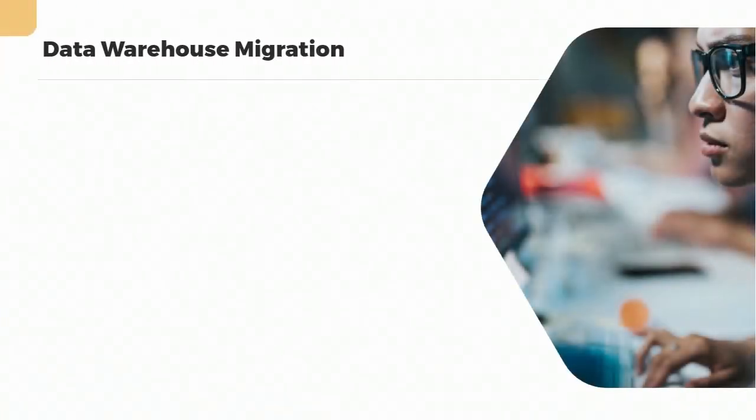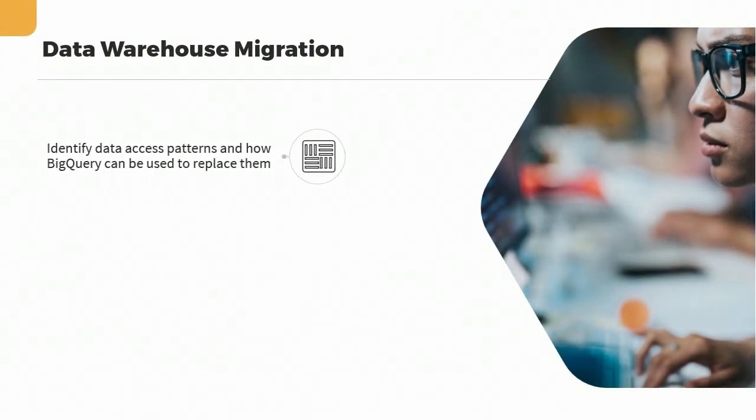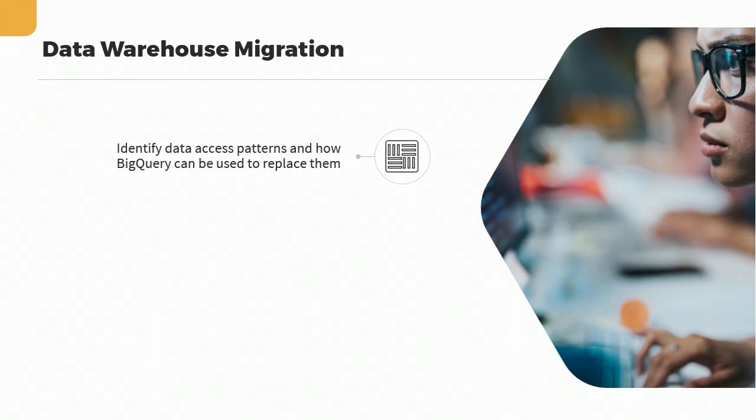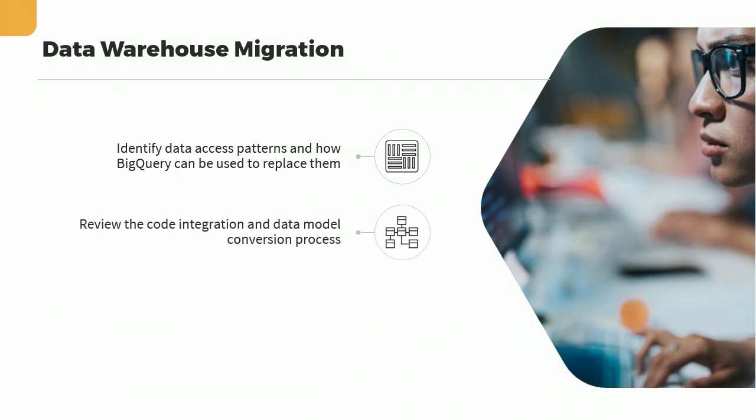So data warehouse migration, again, means that we need to identify some of the access patterns and how BigQuery can be used to replace them. So this is important. And then we have to review the code integration and data model conversion processes that we're going to be using from one legacy system to a new one. Exactly how is this going to be transformed? And then we want to be able to fine-tune the capacity forecasts using BigQuery as well.